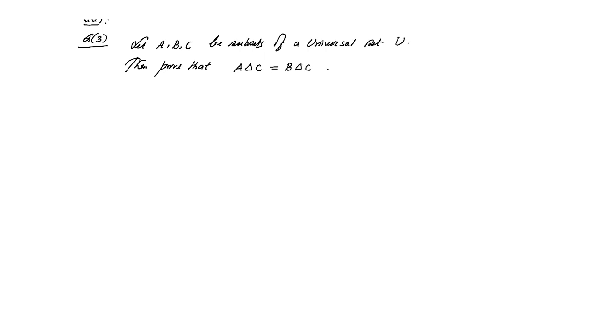Let A, B, C be subsets of a universal set, capital U. Sometimes universal sets are represented by capital U or capital S. Then prove that A symmetric difference C equals B symmetric difference C implies A equals B. That we have to prove.